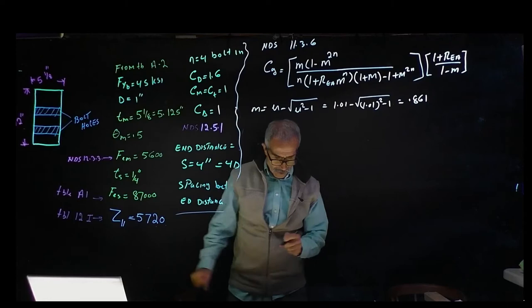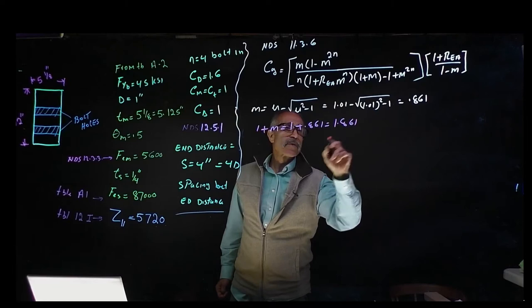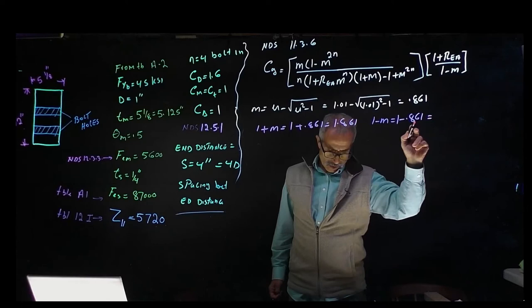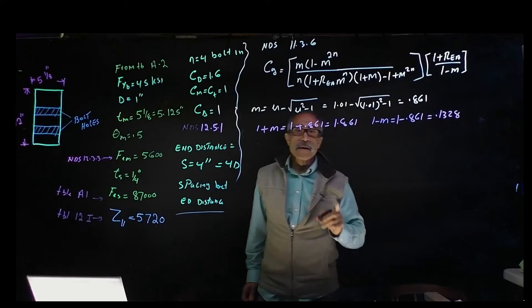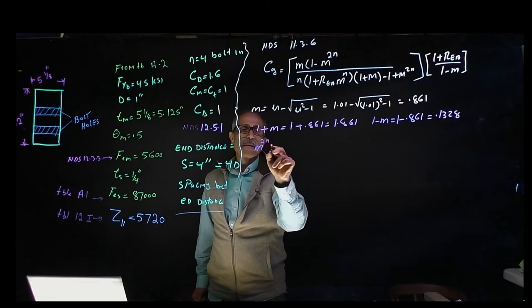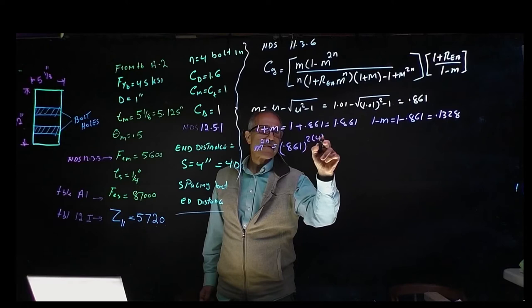And 1 plus m comes out to be 1 plus 0.861, 1.861. And then we have 1 minus m. That's going to come out to 1 minus 0.861, which is 0.1328. Then we also want to find out m by power 2n, which comes out, m was 0.861 by power 2 times 4, and that gave me 0.3.